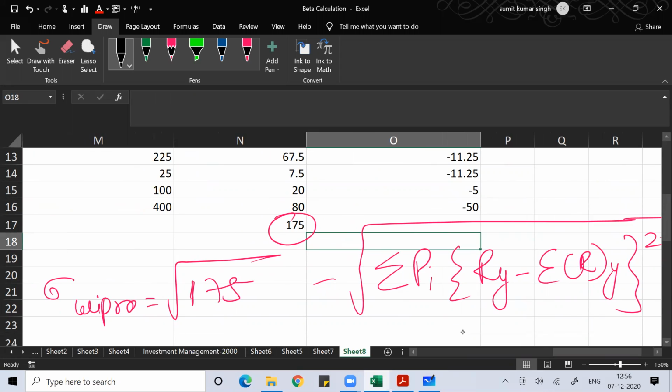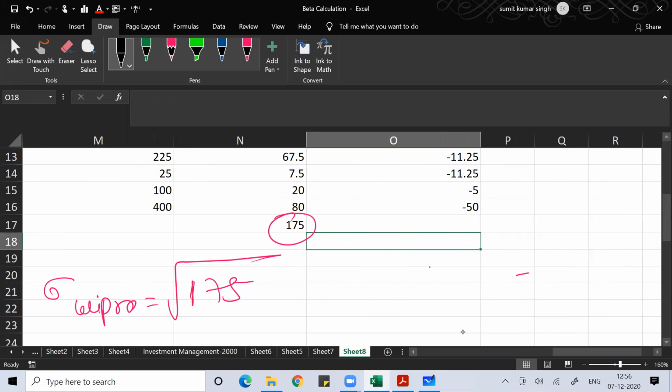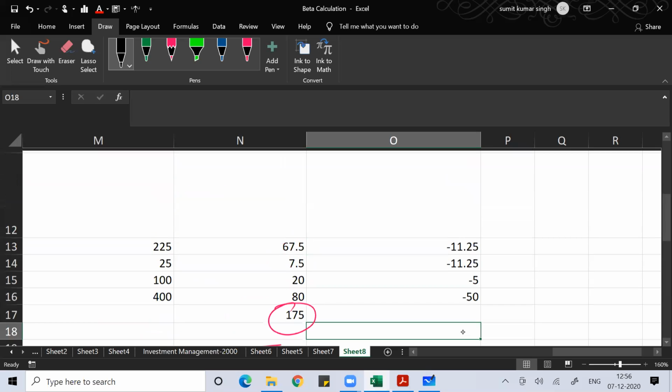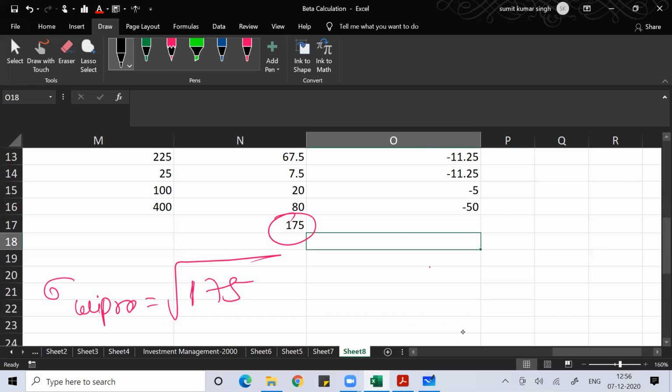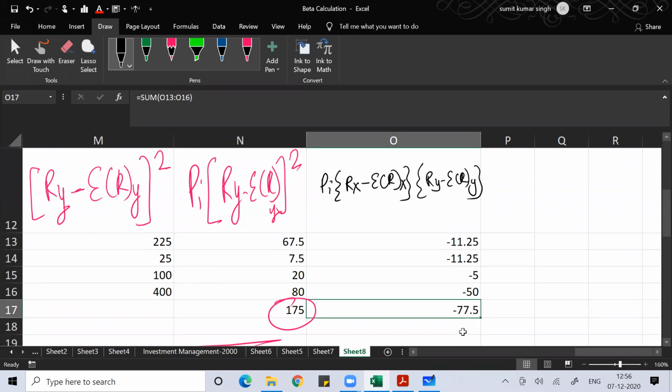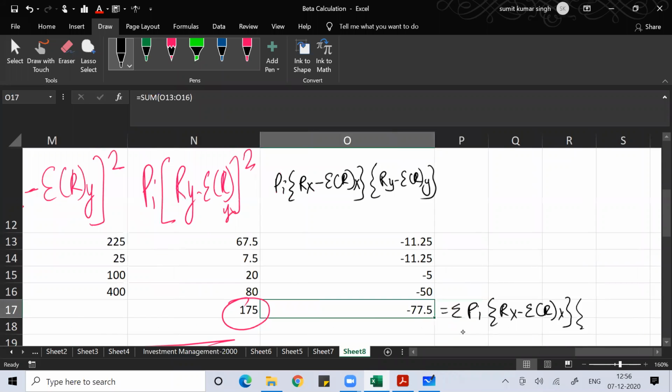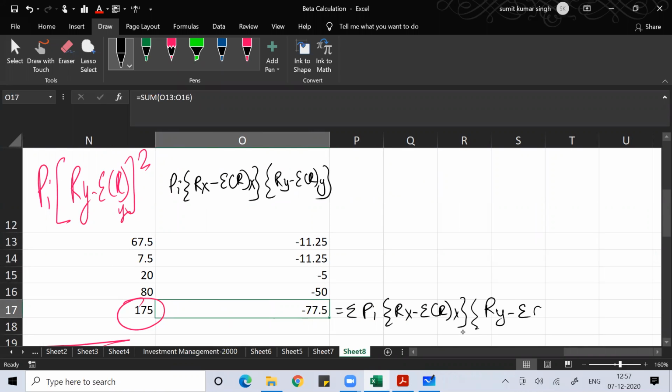This is the formula of covariance. I just need to do the sum of this. Same thing we are repeating again and again: the sum of pi into (Rx minus ERx) into (Ry minus ERy). If I do this sum, I'll get the covariance.